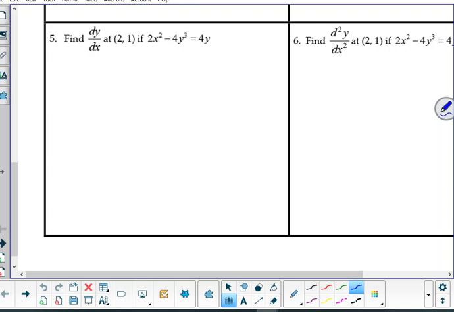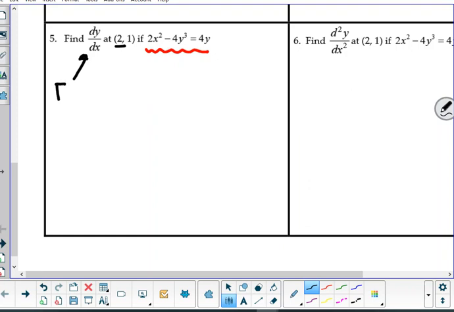So the first problem we're going to do here, this is from another packet, but you can just add this onto your notes. We have a standard type of expression that we would be using implicit differentiation on, 2x squared minus 4y cubed equals 4y. And we're being asked to find dy/dx at (2, 1).